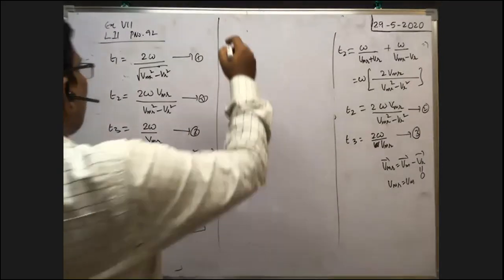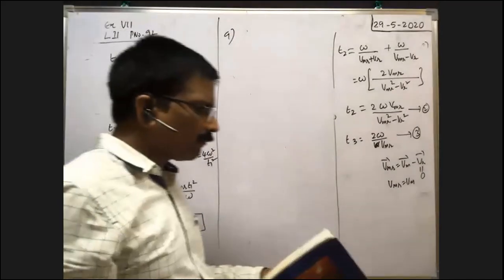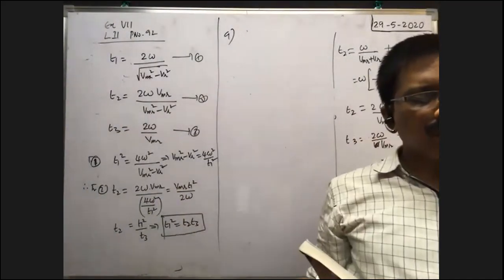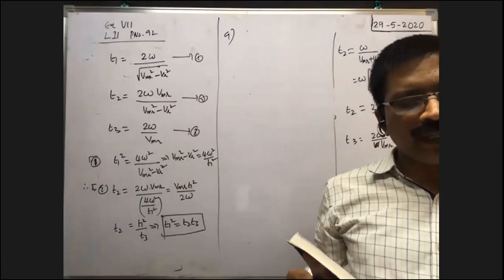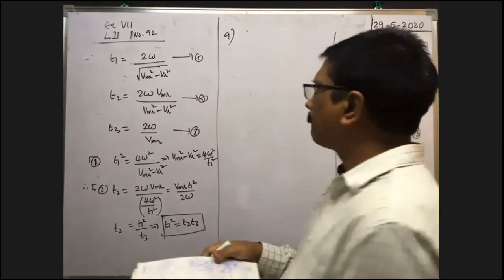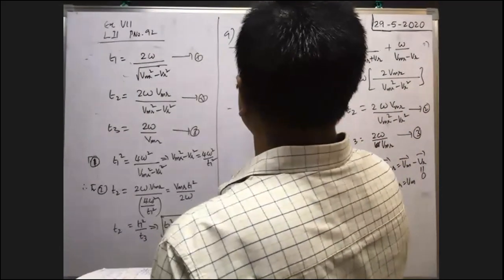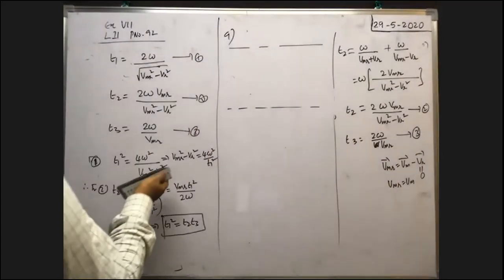Ninth problem, last problem. It is a very, very important problem. A man swimming downstream overcomes a float at a point M. Here the river is flowing towards the right. Have you noted this one?